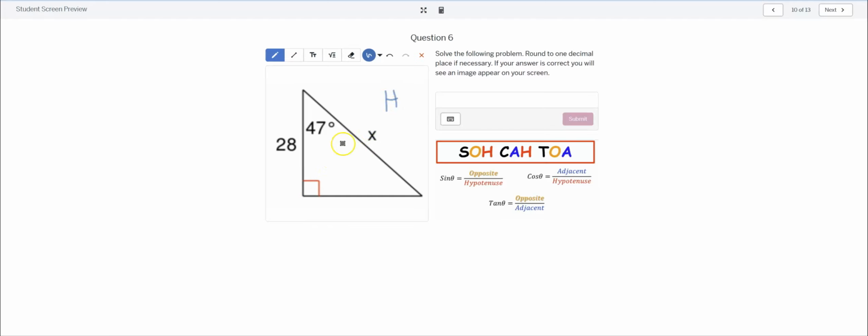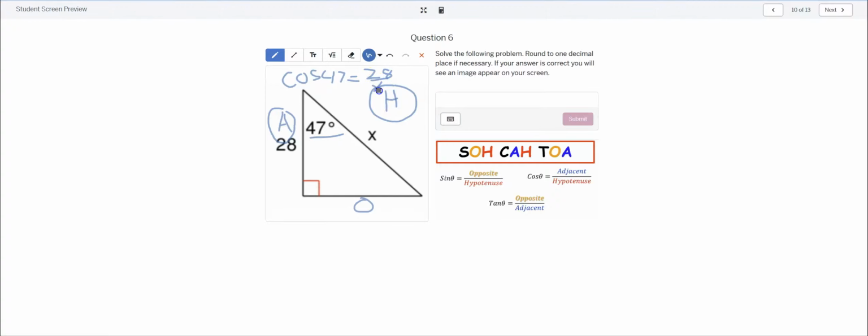Here's our hypotenuse, the longest side. From our reference angle, this will be our adjacent side and the opposite. So it looks like we're dealing with cosine again, because we have our adjacent and hypotenuse. Remember, that's where our cosine function would live. So let's go ahead and put that in. Cosine of 47 is equal to the adjacent, 28, over x.